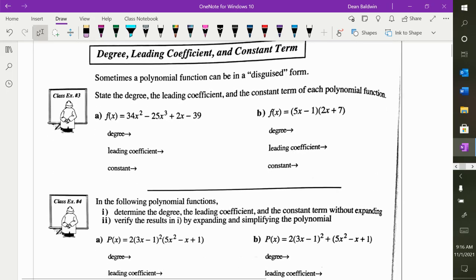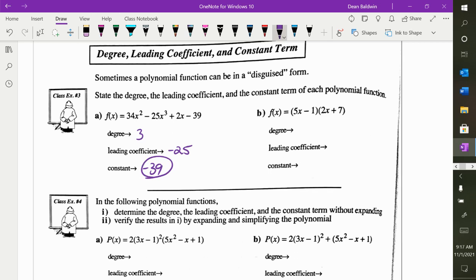All right, next page. So here we go. Tell me the first one, A. What's the degree of that polynomial? 3, highest exponent. What's the leading coefficient? Always take the sign with it. So negative 25. What is the constant term? Pretty straightforward when it's already all multiplied out.